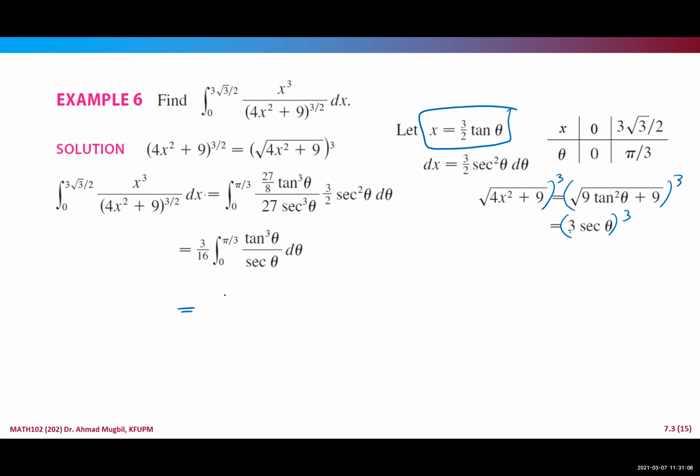What is good here is that you should write it in terms of sine and cosine. So it will be sine cubed over cosine cubed multiplied by 1 over secant, the reciprocal of cosine, so it will be cosine theta d theta. Now you will cancel this with the cubed and you'll have squared here. So your integral will be sine to the power 3 over cosine squared. So write it in terms of sine and cosine. This is the first step.